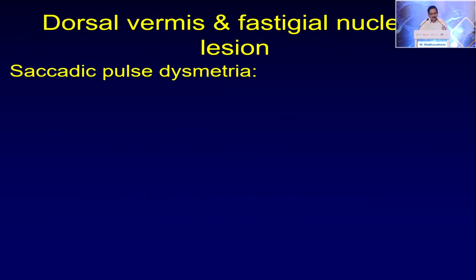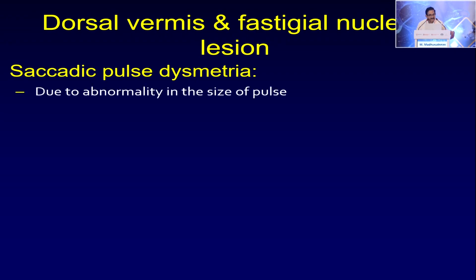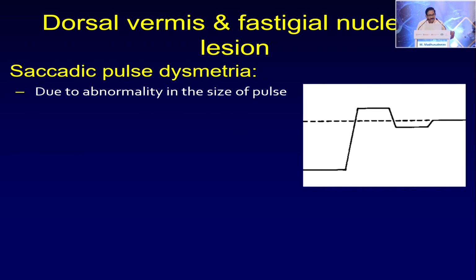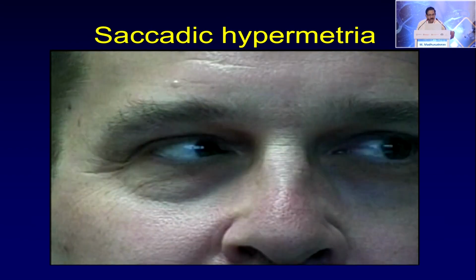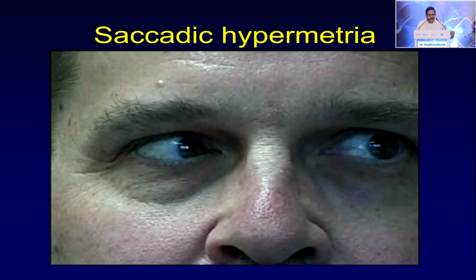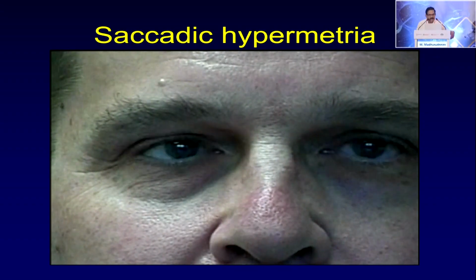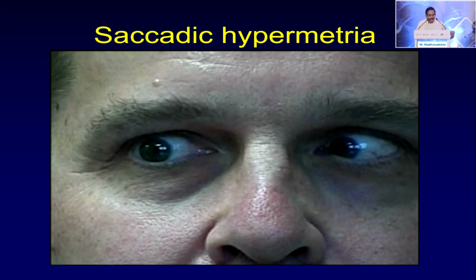Now coming to the pulse dysmetria, where the error correction is lost, which I already told you is done by the dorsal vermis and fastigial nucleus. A lesion here gives an abnormal size of the pulse. Now, this is a case of saccadic hypermetria. You look at the video, the eye overshoots, looks to the right and comes back. See, this coming back. That is saccadic hypermetria.